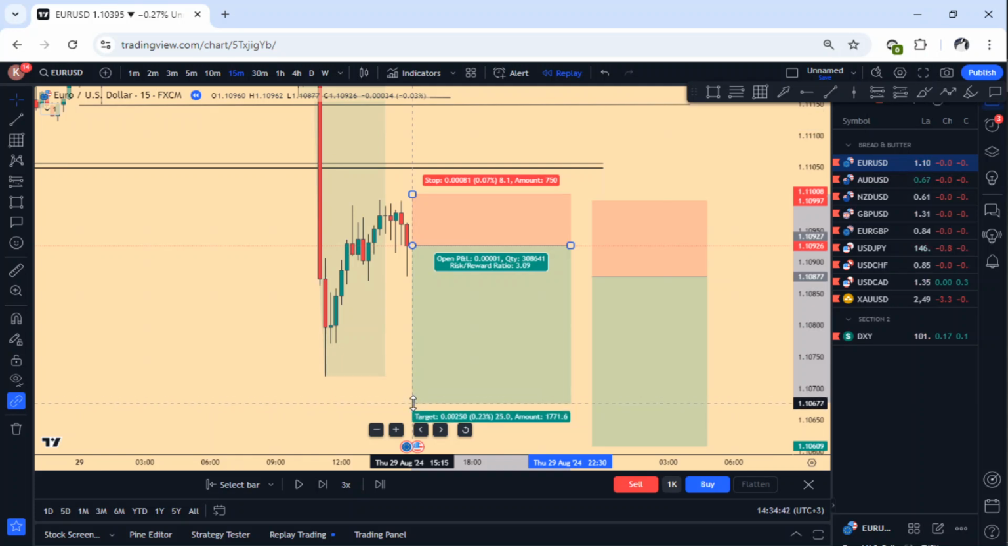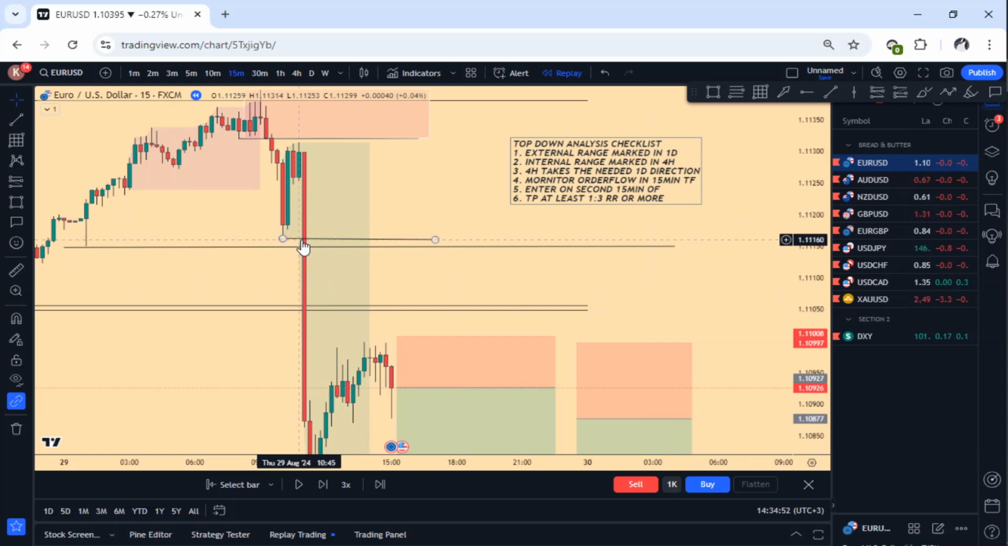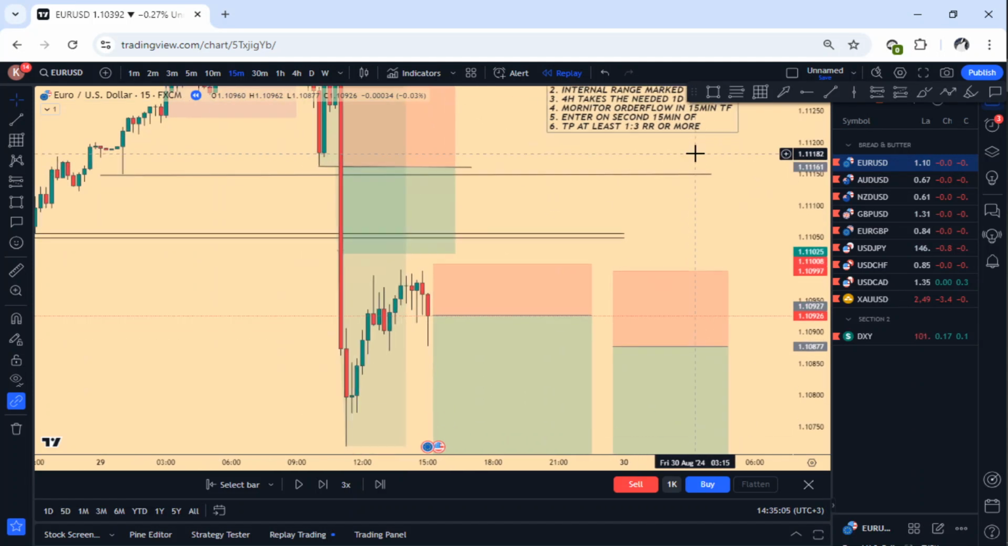1 to 3, that should be the target, at least 1 to 3, so that you can reward yourself. Enter on the second 15 minutes order flow. I would have entered here, I would have taken my shorts here, I would have placed my sell stop here. If this market had already plunged this, I would have taken my short somewhere here and stop loss above here for a 1 to 3.